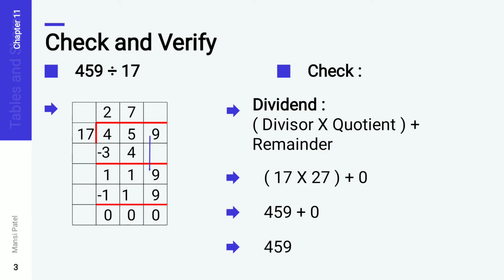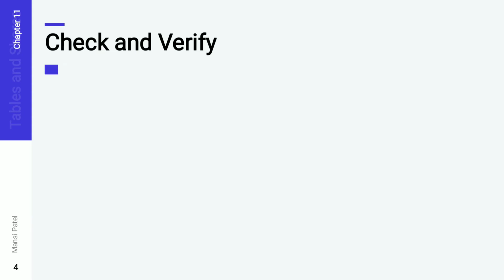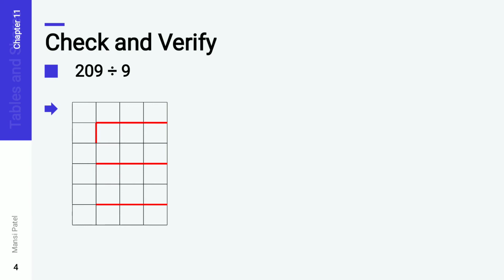Let us see another example. Check and verify. Now your question is 209 divided by 9. Do the division. 209 divided by 9. Your first digit is 2, which is smaller than 9. So we have to take the 2 digits. So it becomes 20.